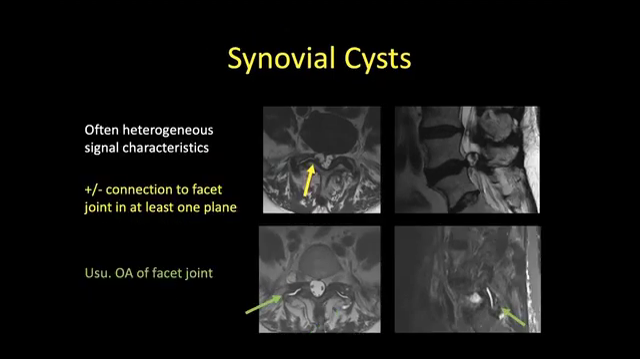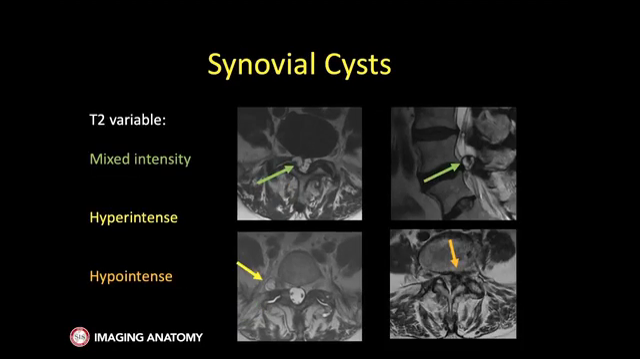They're often heterogeneous in their signal characteristics. You can typically identify a connection, or that this synovial cyst is coming off the joint plane in at least one of the sections that you're looking at. And then there's underlying osteoarthritis of the facet joint present.